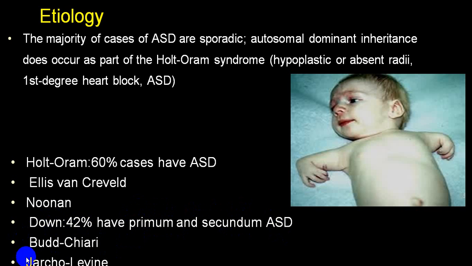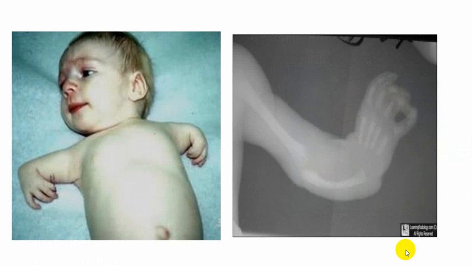You can have Budd-Chiari associated with ASD. You can have another group of syndrome called Char-Levine syndrome. So these are some of the conditions where you can have ASD. In Holt-Oram syndrome, 60% of the cases will have an ASD, and this is typical Holt-Oram syndrome. You can see there is an abnormal radius and ulna, and there will be an extra phalange. Very, very classical.